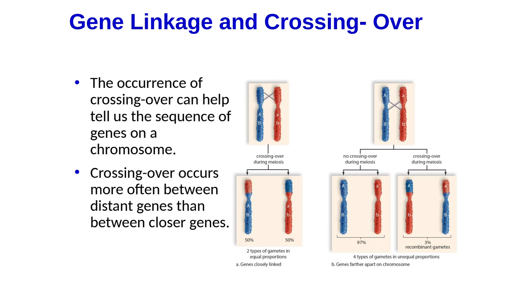Now, of course, nowadays we don't really have to do that anymore because it's possible to sequence the genes on these chromosomes, but it's still a useful idea at least. So if crossing over occurs frequently, then we know the genes are distant on the chromosome. If crossing over very rarely occurs, then we know that the genes are located close together on a chromosome.